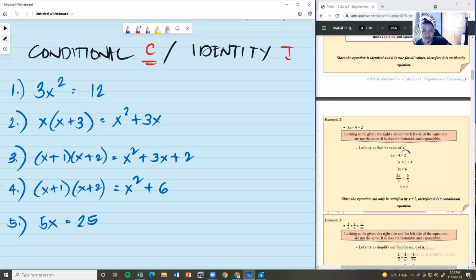Go. We have 1, 2, 3, 4, 5. Tell me if this equation is conditional or identity. Type your 5 answers in the chat box. One time sending only. Send the 5 answers once you're done. Go.